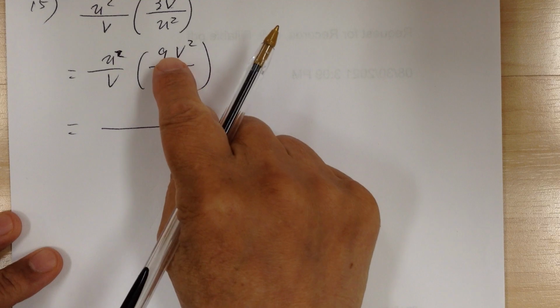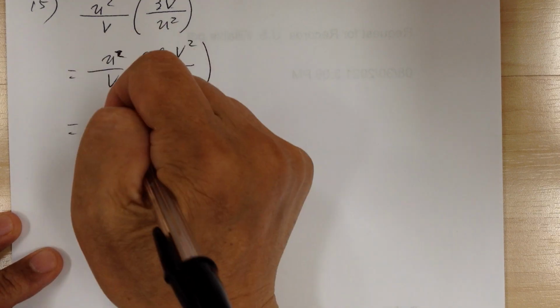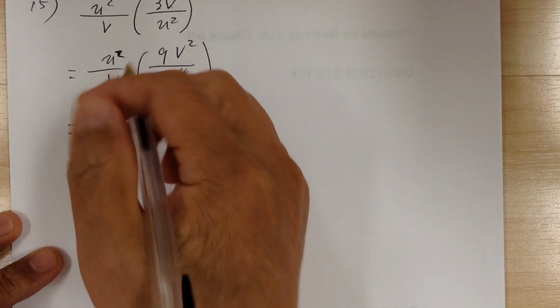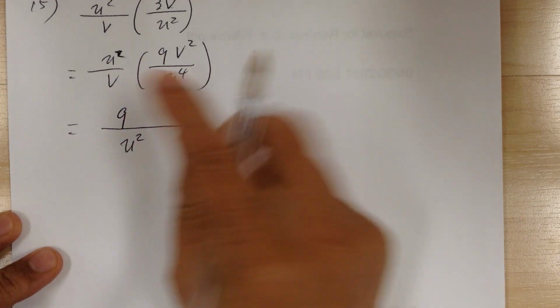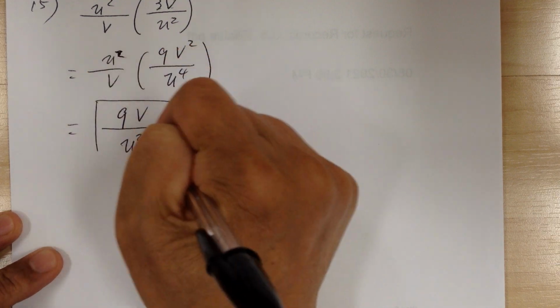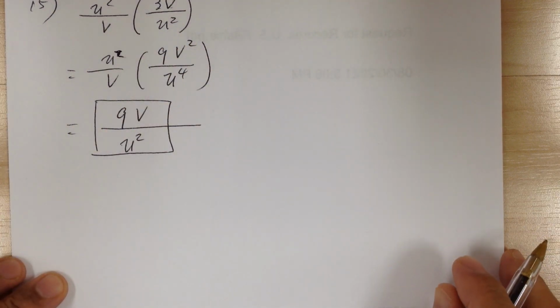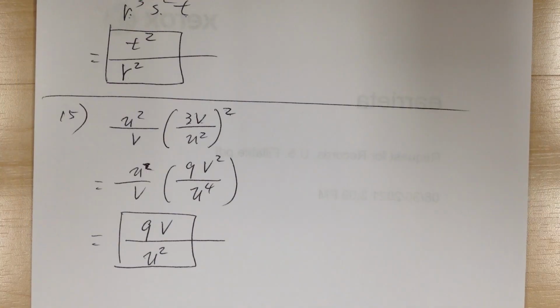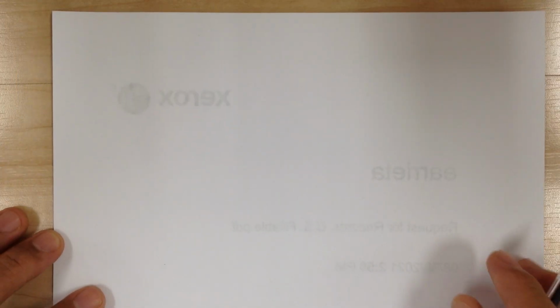So you can do the number first. So number 9, there's nothing to cancel, will be 9. Then you go down the alphabet. So u squared and u to the 4, so you're going to get u squared left over. V, you got v here, v squared, so you're going to get v. Okay, go to the next one.